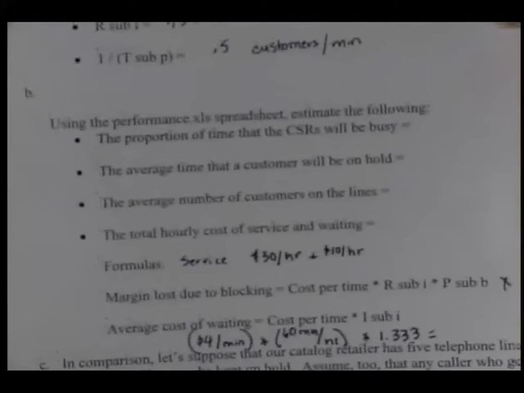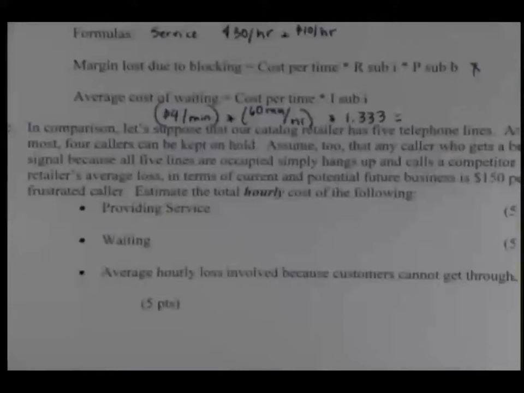All right. And then it says, for part C, let's suppose that our catalog retailer has 5 telephone lines. So what does that mean? How does that change how we use performance.xls? It's no longer infinite, so we go to the finite tab, right? And we replug our information into the finite tab.